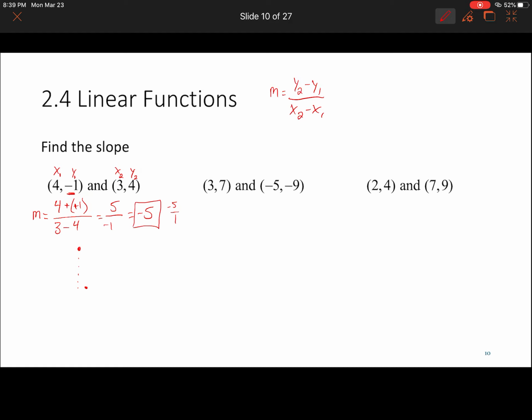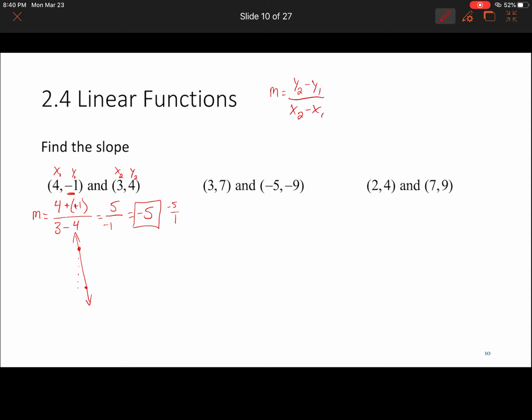Our rise, our up and down value is negative 5, so we're going down 5. The run being the 1, we're going to go right 1. And so when you do that, you'll see that you have this kind of line, that type of steepness. If you can identify what it looks like from the steepness standpoint, then later when we graph with the slope, it's just a matter of where does this go on my coordinate plane. Okay?